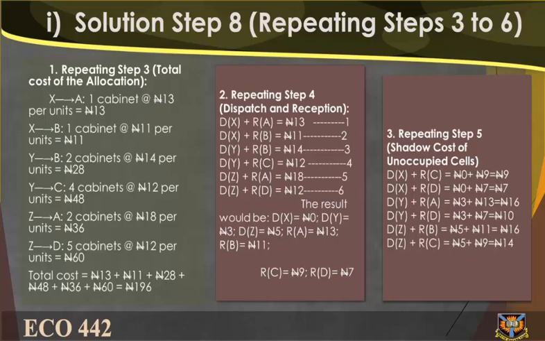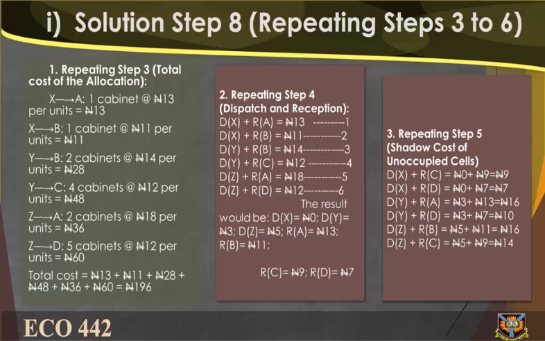2. Repeating step 4. Dispatch and reception. D(X) plus R(A) equals 13 naira. 1. D(X) plus R(B) equals 11 naira. 2. D(Y) plus R(B) equals 14 naira. 3. D(Y) plus R(C) equals 12 naira. 4. D(Z) plus R(A) equals 18 naira. 5. D(Z) plus R(D) equals 12 naira.